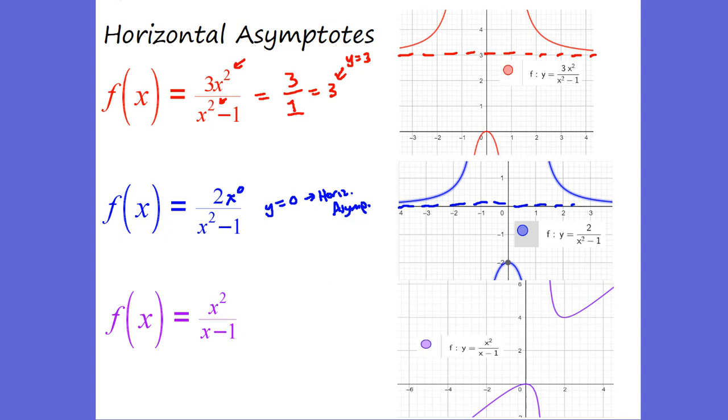And if the top degree is bigger, then there is no horizontal asymptote. So in this problem, there is no horizontal asymptote. And so if they're the same degree, you just do the coefficients. If the bottom degree is bigger, y equals 0 is a horizontal asymptote. If the top one is bigger, there's no horizontal asymptote.